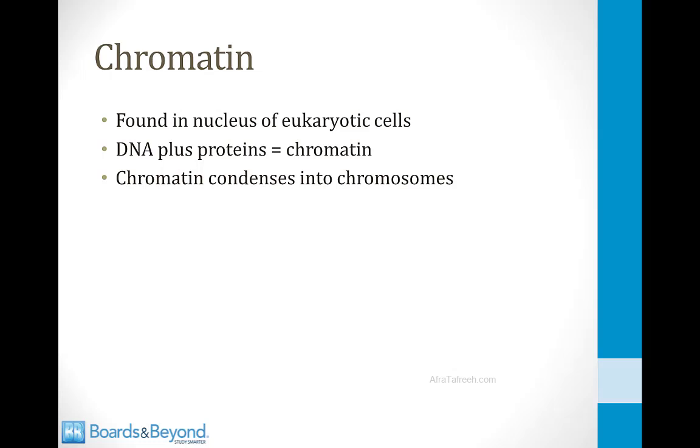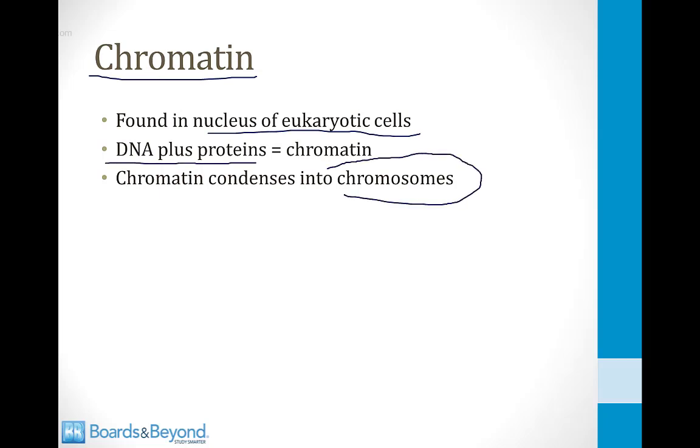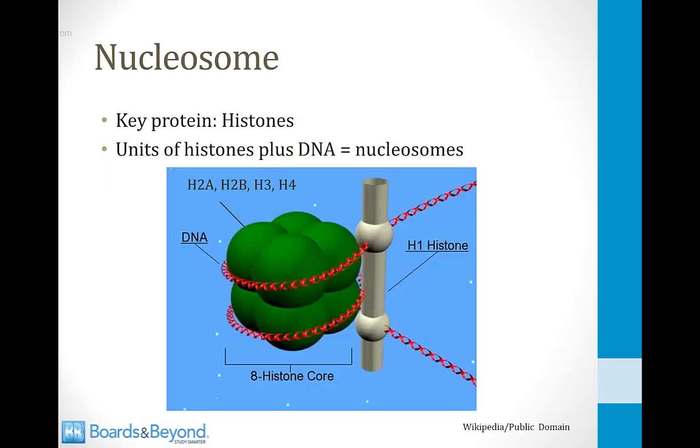So the first thing we need to talk about is chromatin. And chromatin is a structure found in the nucleus of eukaryotic cells, and chromatin consists of DNA plus proteins. And you may be familiar with structures called chromosomes, and chromosomes are units of condensed chromatin. One of the most important proteins found inside of chromatin are the histones, and inside of chromatin you can find repeating units of histones plus DNA, which are called nucleosomes.